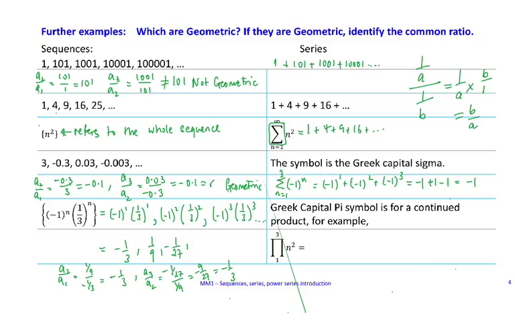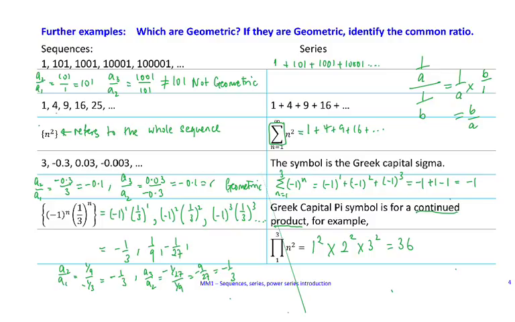Okay. Now, this one here is simply saying 1 squared, so this is actually the Greek capital for pi, and it's used for a continued product. What this basically means is 1 squared times 2 squared times 3 squared. So in this page we're really learning some symbols as well. Okay? So let's move on.